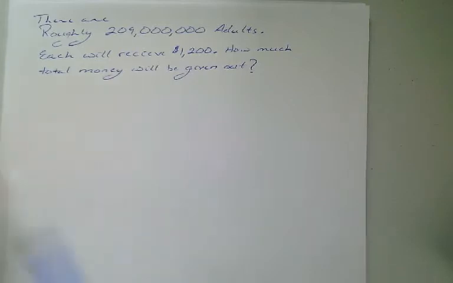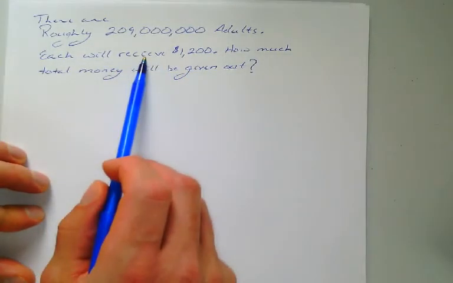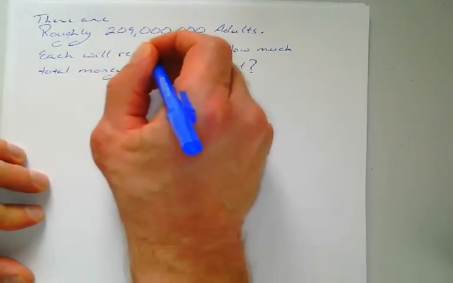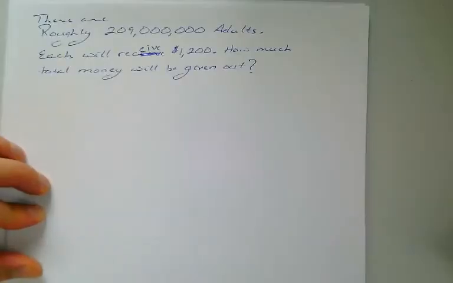Now each will receive 1,200. Did I spell receive correctly? I before E, except after C? Oh no, I didn't. Uh-oh. I spelled receive wrong. Oh my gosh, it's getting me.